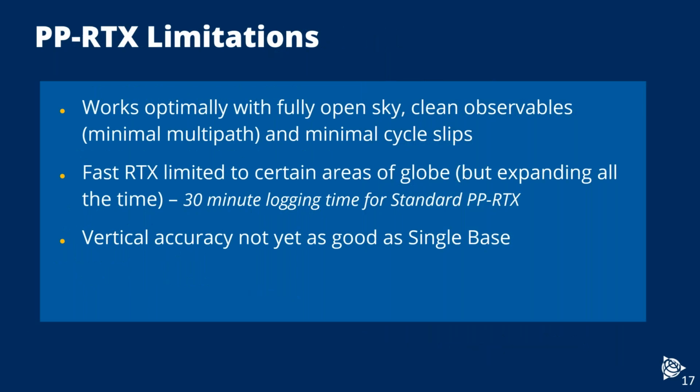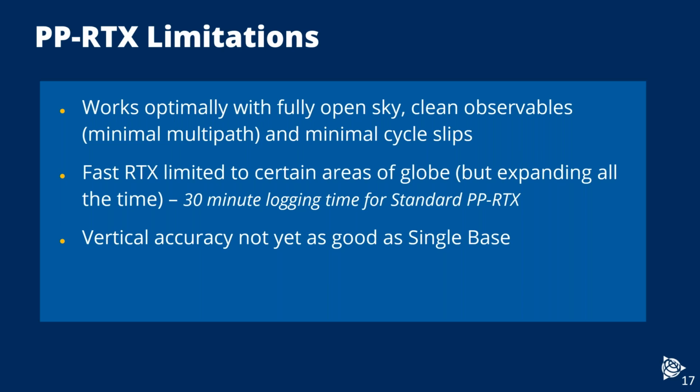Now we'll discuss some of the limitations of PP-RTX. It works optimally with fully open skies and with clear satellite visibility and minimal multipath. That should be easily achievable for airborne applications and UAV users. But if you're a terrestrial user, you may not get optimal results. Fast RTX is limited to certain parts of the world. As we saw, that was the US and Europe, but that is expanding all the time.